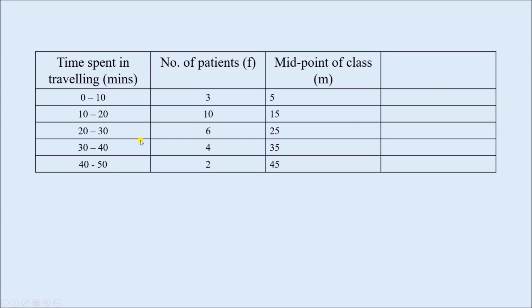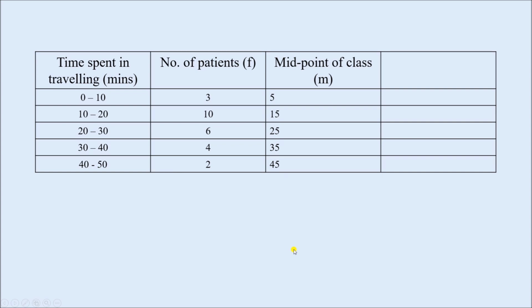So here we have classes of 10 minutes, 0 to 10, 10 to 20, 20 to 30, like this. We have to find the midpoint of each class. So 0 to 10 midpoint is 5 obviously, 10 to 20 midpoint is 15, 20 to 30 midpoint is 25, 30 to 40 midpoint is 35, and 40 to 50 midpoint is 45. So that is our first step. We have to find the midpoint of the class.